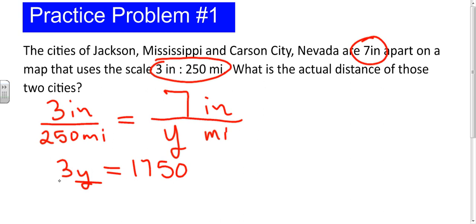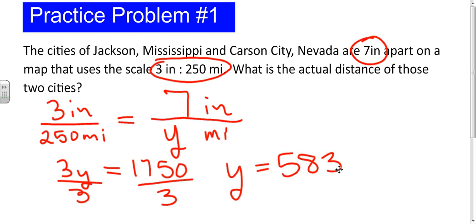I'm going to divide both sides by 3. And when I solve this out, I get Y is equal to 583 and 1/3 miles.